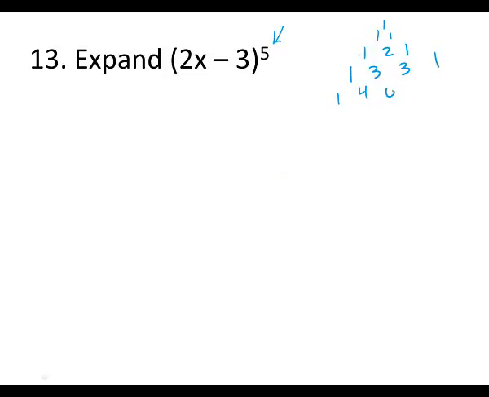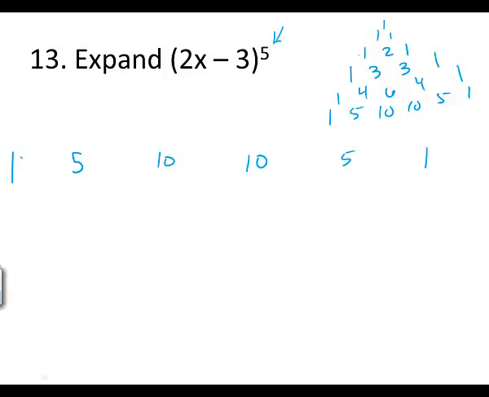1, 4, 6, 4, 1. Good. And you use that one enough that some of you might have that one memorized. So you just write that one down and then create the 5th row. What's your 5th row? 1, 5, 10, 10, 5, 1. All right, so those would be my first coefficients. So 1, 5, 10, 10, 5, 1.